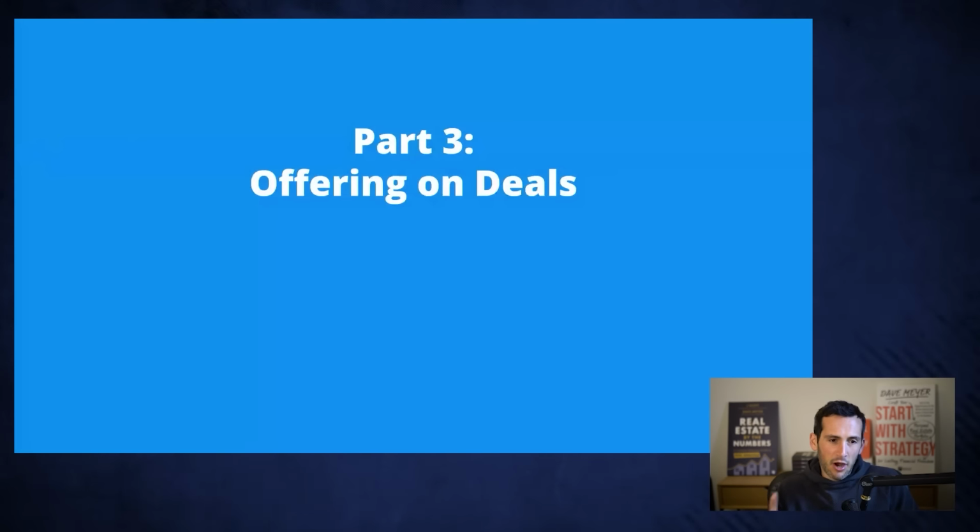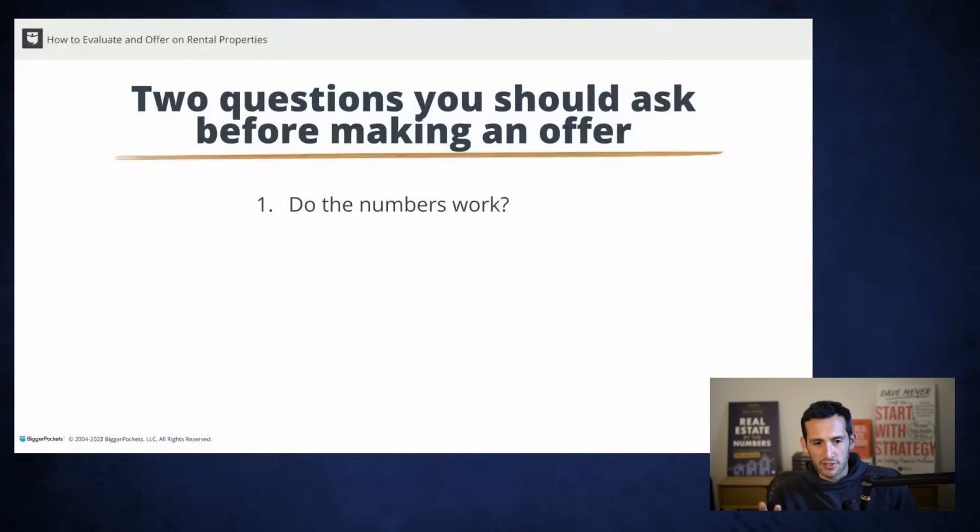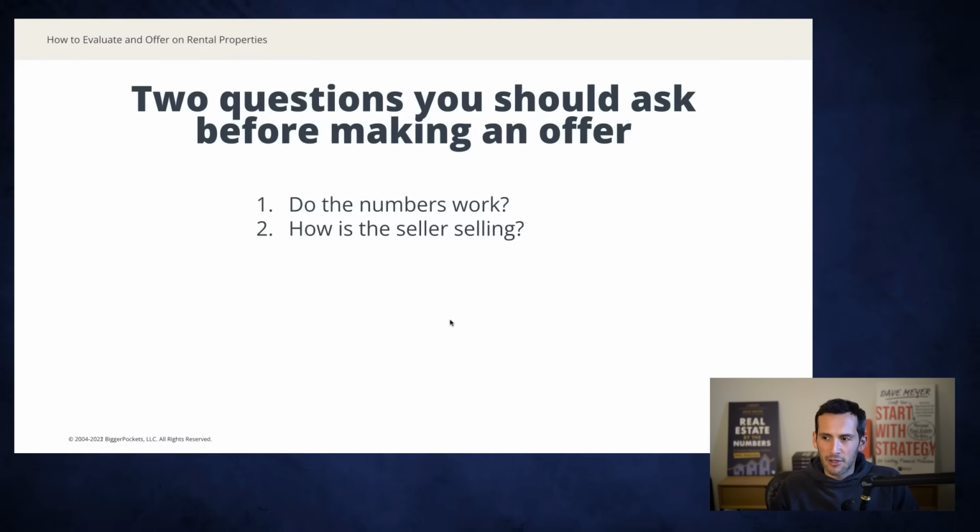So before we get into offering, you should ask yourself 2 questions. One is, do your numbers work? And I really want to hammer this point home, guys. If the numbers don't work on your leads, don't offer on them. That's the whole point of doing deal analysis, is finding the ones where the numbers work. The second question is, how is the seller selling?